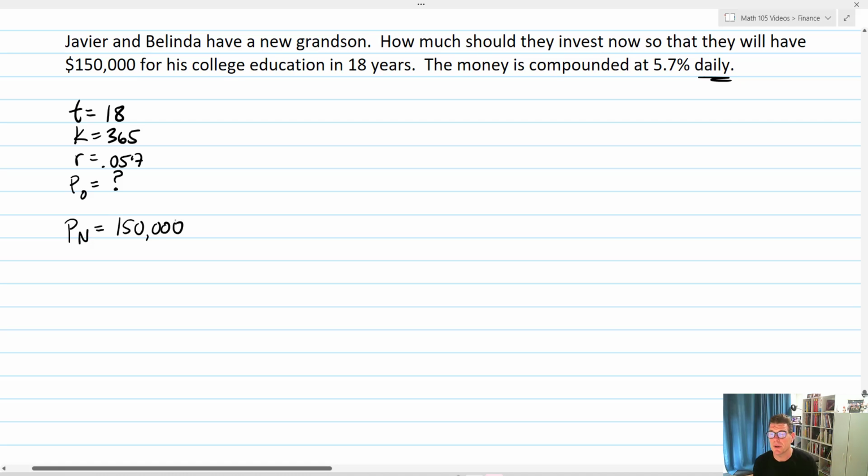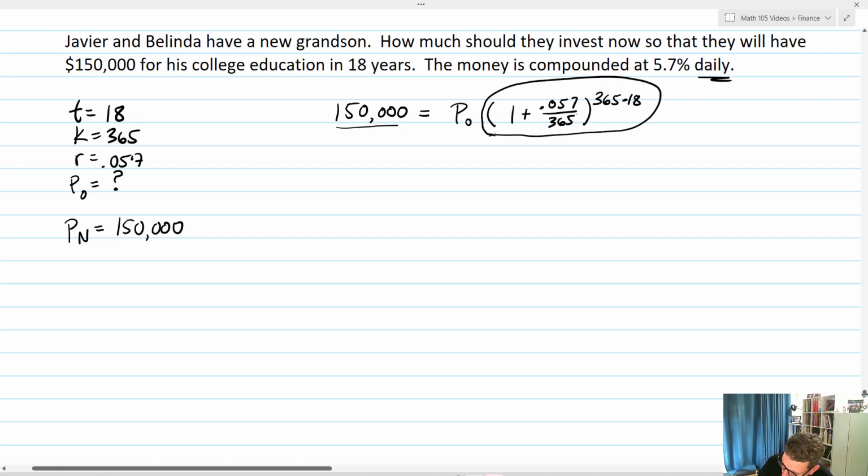What we're going to have to do here is a little bit of algebra, but it's nothing too terrible. It's actually pretty simple once you see it. So we're going to take $150,000, and that's going to equal, so that's my principal new, is going to equal P naught, my unknown, times 1 plus 0.057 divided by 365 to the 365 times 18th power. And that's just the same exact equation. What we're going to do is figure out what this number is first. That's going to be the first thing that we figure out.